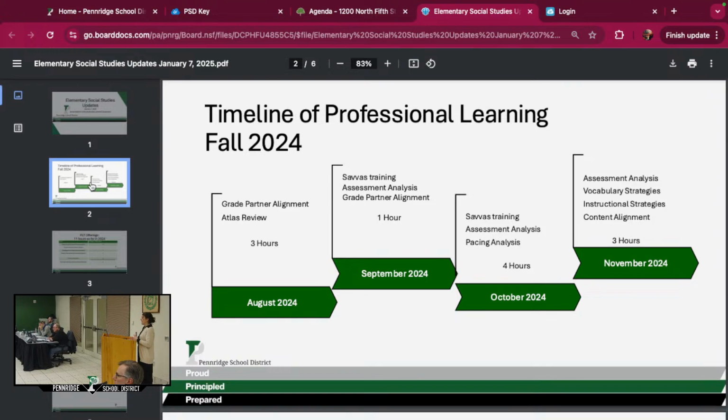Then we went to Atlas and reviewed Atlas, looked at how the resources and the standards matched the learning goals. So that was 3 hours in August. Then you see the 1 hour in September. That was a grade level meeting, so that's why it's also not 3 hours. So we're working with little spurts of time here and there.